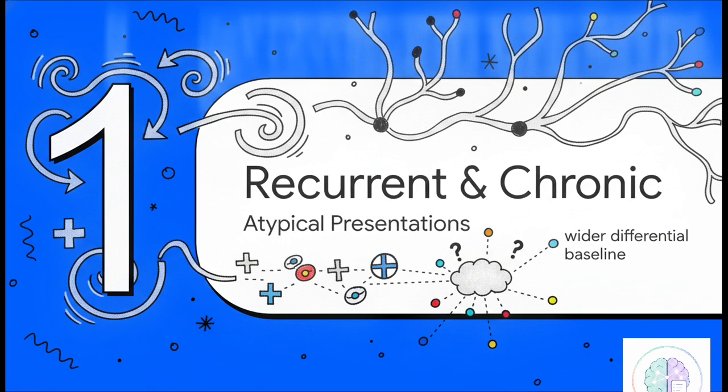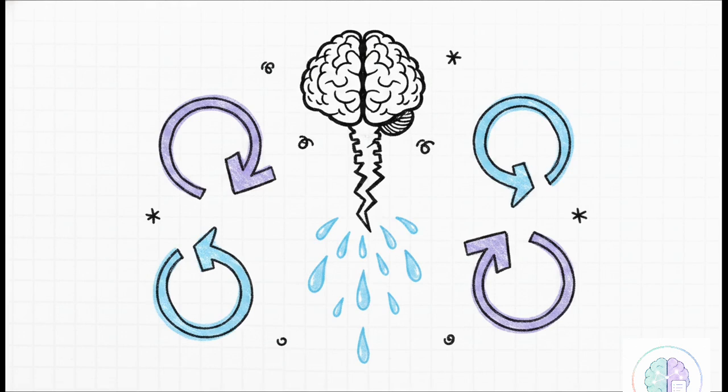We're starting our deep dive here because these presentations demand a much wider differential right out of the gate. Let's start with recurrent meningitis. The absolutely crucial point here is that if a patient just keeps getting meningitis, you have to immediately evaluate for an abnormal physical communication with the intraspinal or intracranial compartment. You are actively looking for structural breaches.